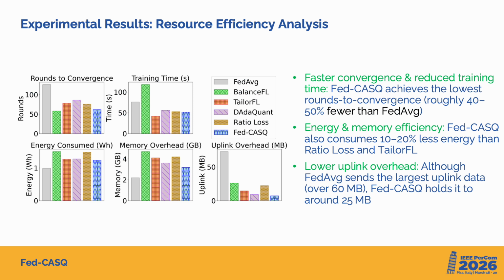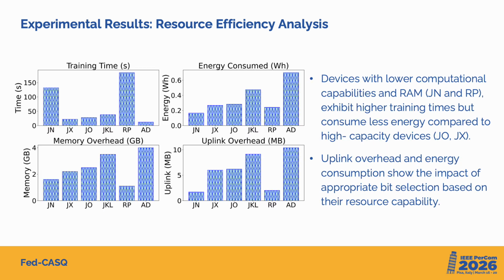Here we present the resource efficiency comparison across baseline methods. After analyzing the results, we found threefold advantages. With Fed-CASQ, we achieved faster convergence, lower energy and memory overhead, and lastly reduced uplink overhead.